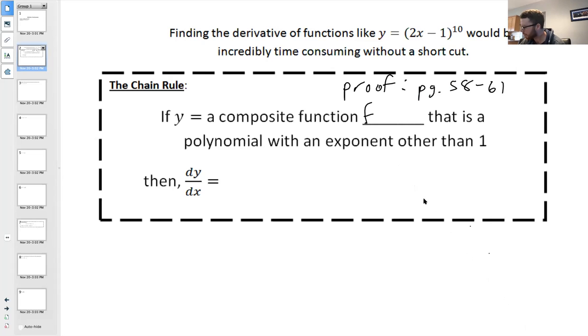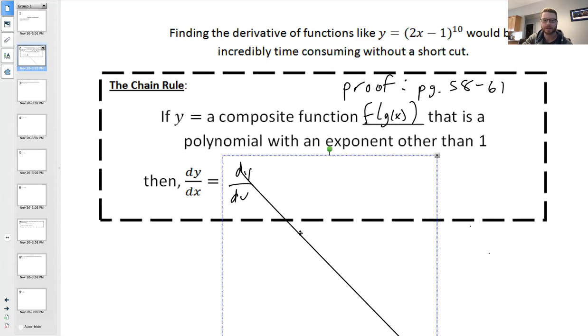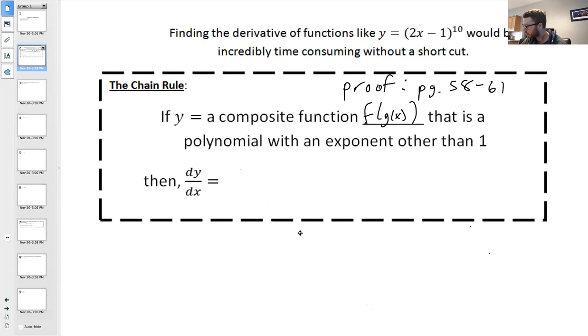So the chain rule is, if y is equal to a composite function, in general f of g of x, that is a polynomial with an exponent other than 1, then the derivative of y with respect to x is equal to the derivative of y with respect to u, multiplied by the derivative of u with respect to x.